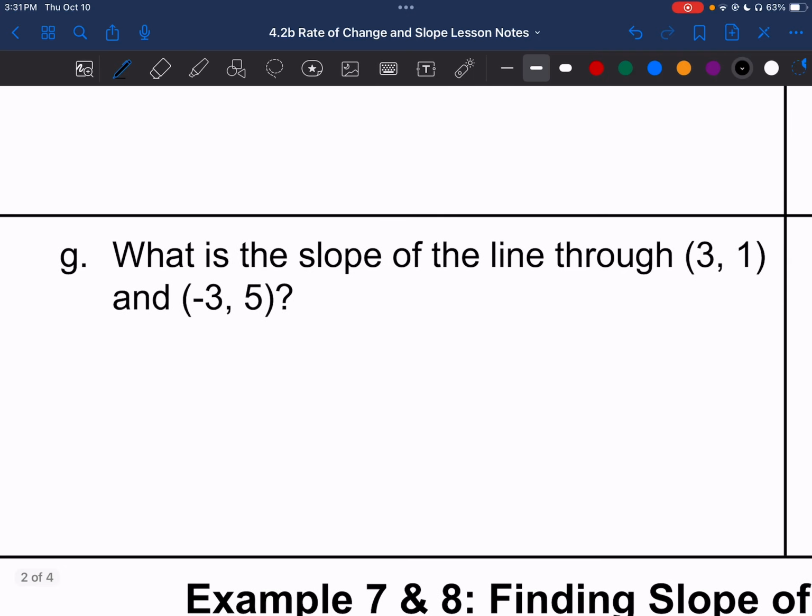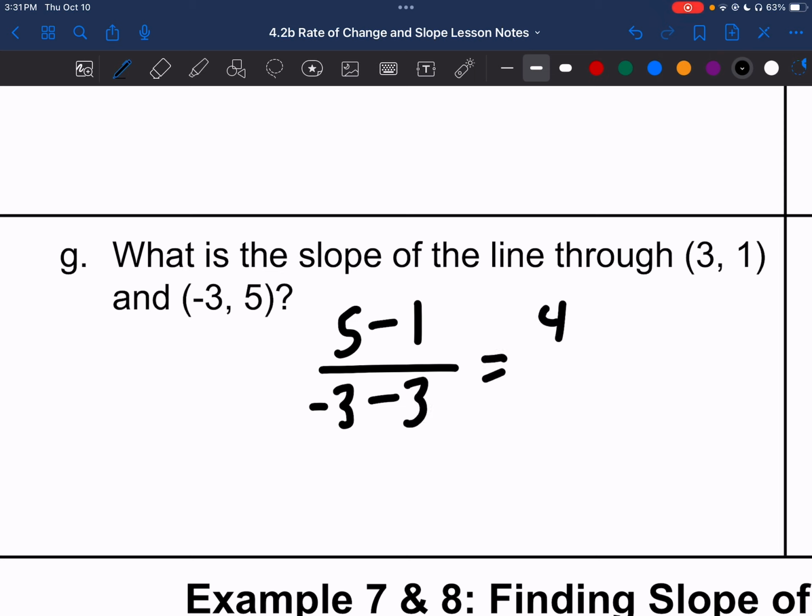Letter H, what is the slope of the line through (3, 1) and (-3, 5)? Again, we're going to do y2, 5, minus y1, 1, over x2, -3, minus x1, 3. 5 minus 1 is 4. -3 minus 3 is -6. And that simplifies to -2/3.